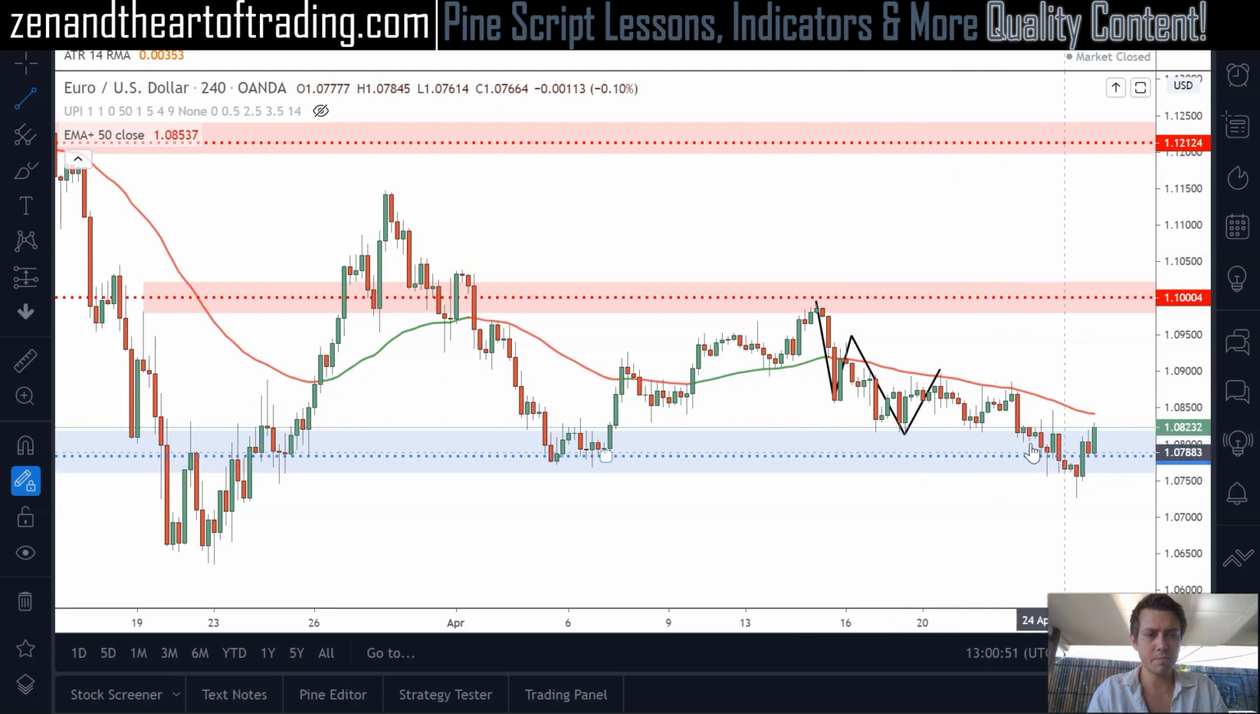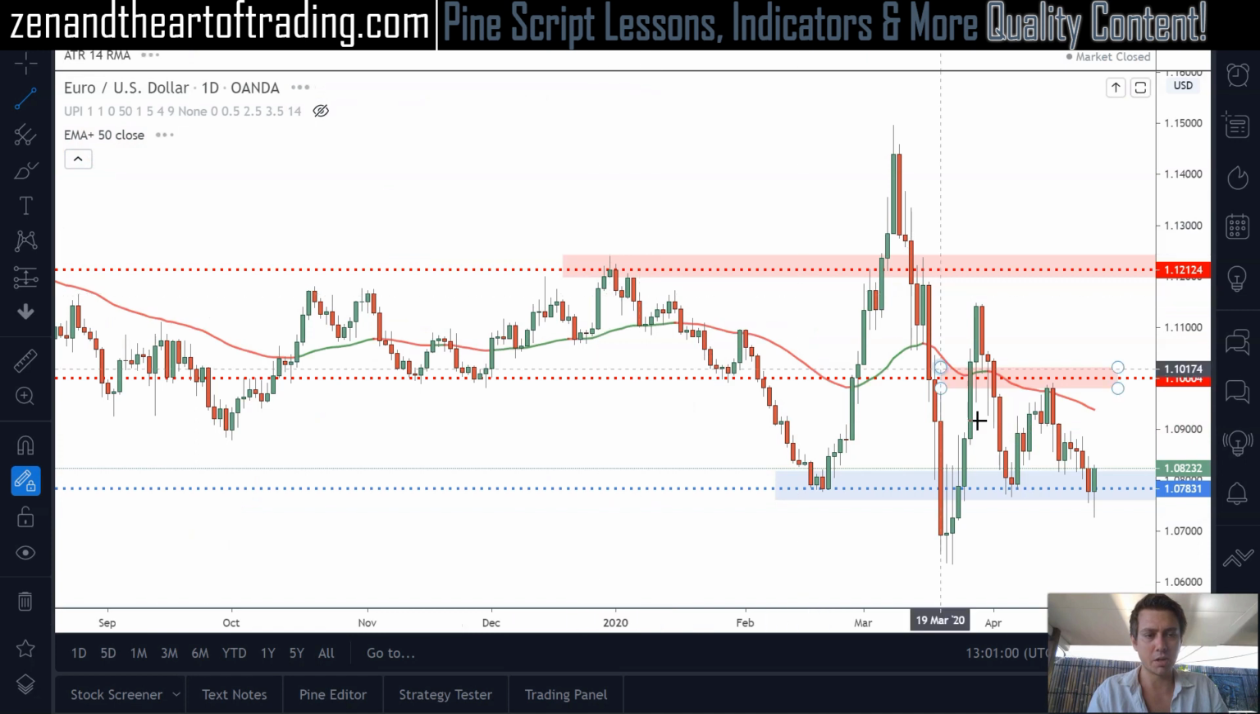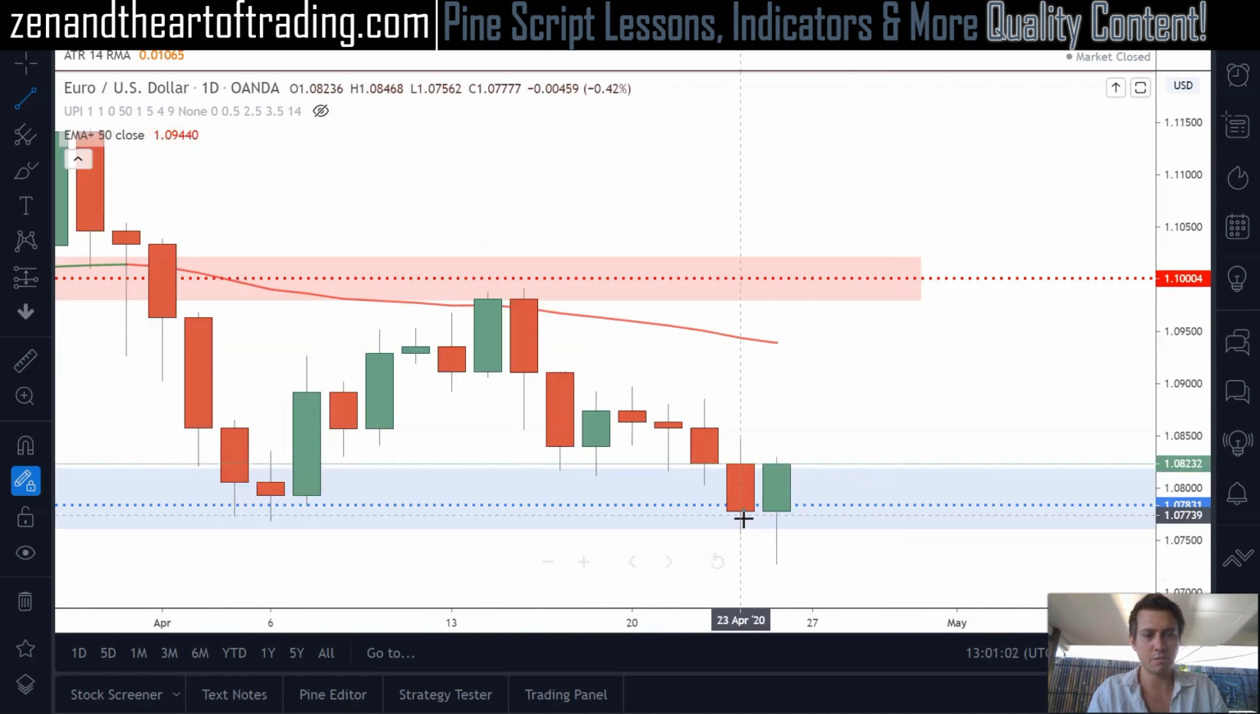But the fact that we just came into this key support level, this key support zone, and we've put in a daily double bottom. If I go onto the daily chart, you'll see that this candle did in fact close above the wicks of this previous bottom. So we have a valid daily bottom, daily double bottom.